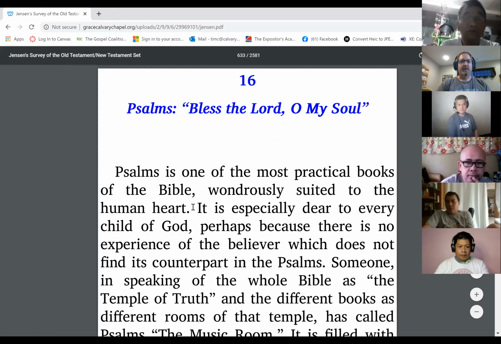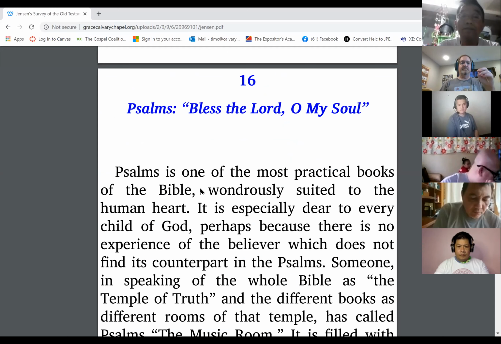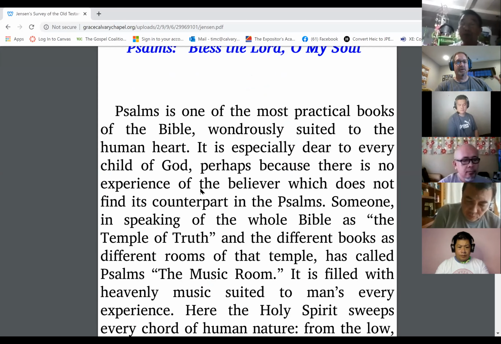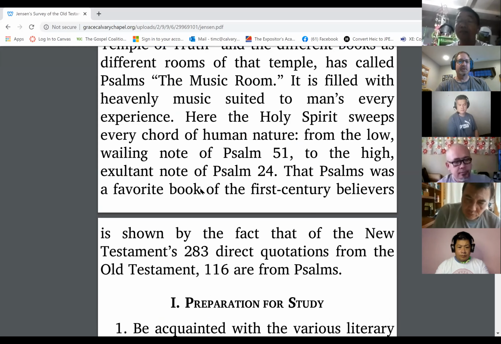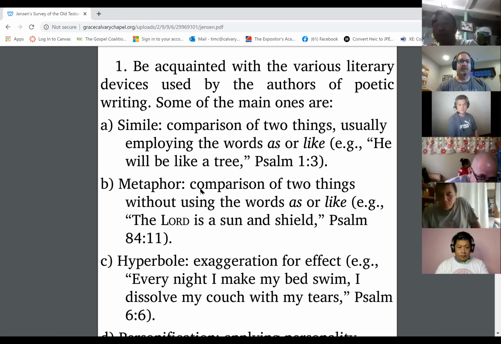All right. Now here, this particular resource, he gives overviews of the book. It's not a commentary on every chapter in a book, but he gives a significant overview of the background of the book, how to approach the book. And in fact, for Psalms, he's going to talk about many of the things we've discussed. Literary devices is part of the chapter.